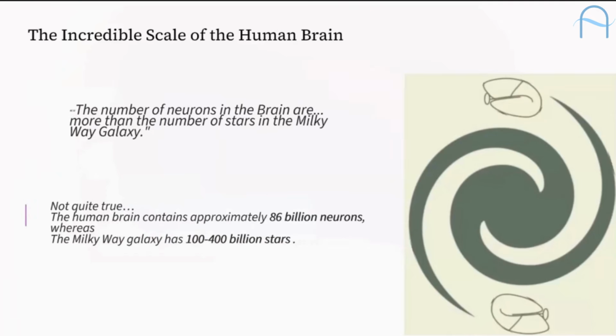Okay, so now you see that this tendency to make the brain sound extremely complicated, or rather more complicated than it actually is, is very common in popular media. So, for example, you might have seen this sentence in popular media. People say that the number of neurons in the brain is more than the number of stars in the Milky Way galaxy. I mean, you might have seen this quoted very often. So that's not quite true.